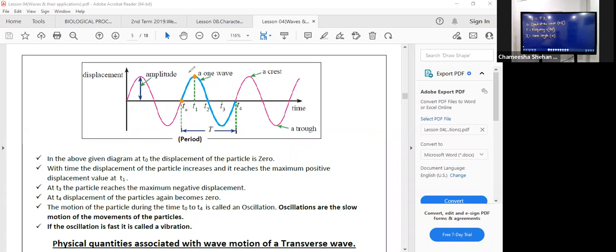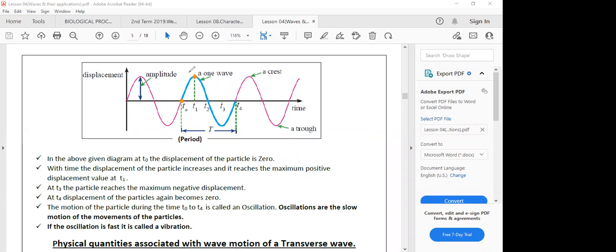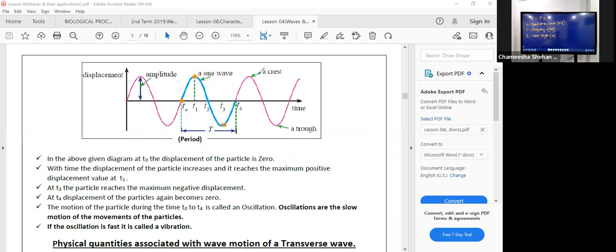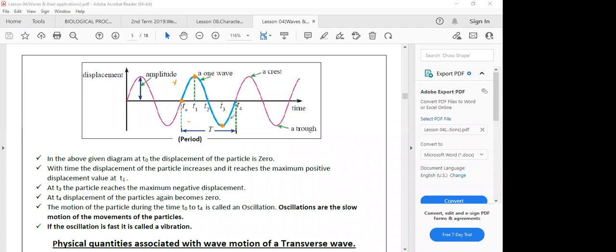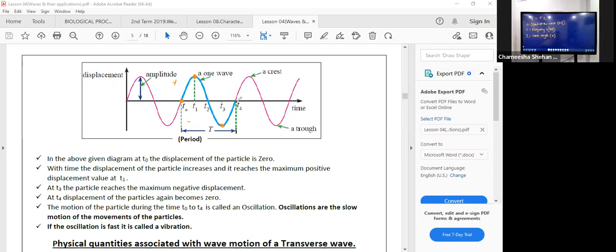Next, at T3, the particle reaches the maximum negative displacement. We call it a trough. If this is the positive direction, the opposite direction is negative, so it reaches the maximum downward displacement position, which we call the trough. Then at T4, the displacement of the particle again becomes 0, back at the zero displacement line.